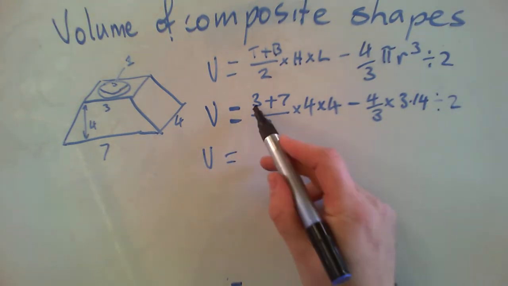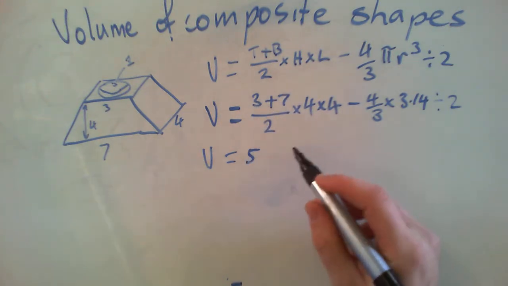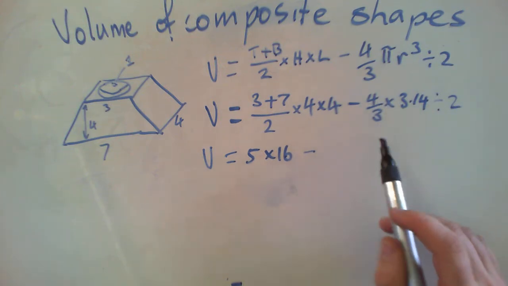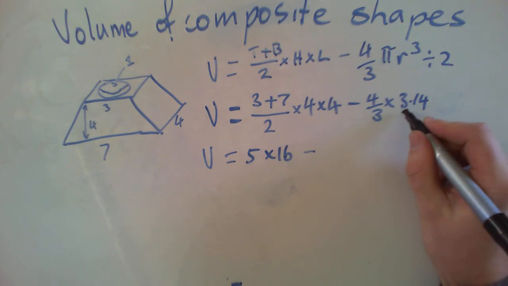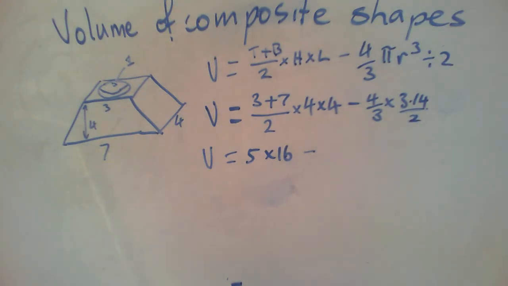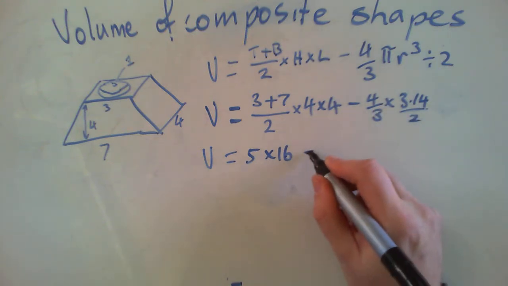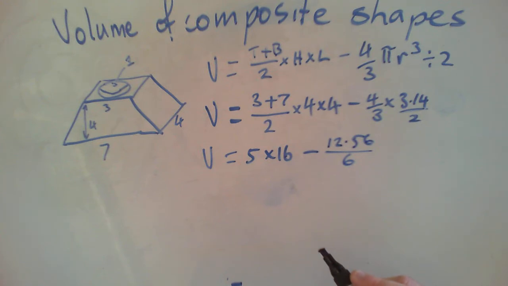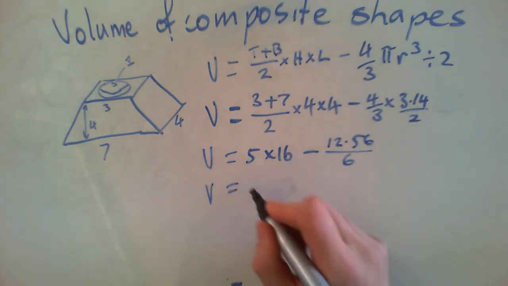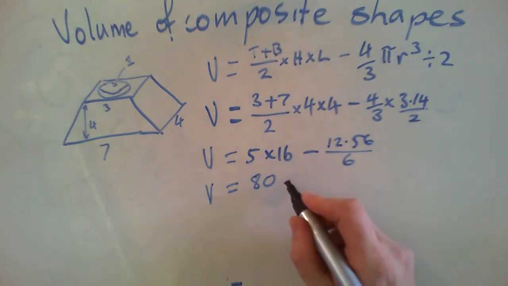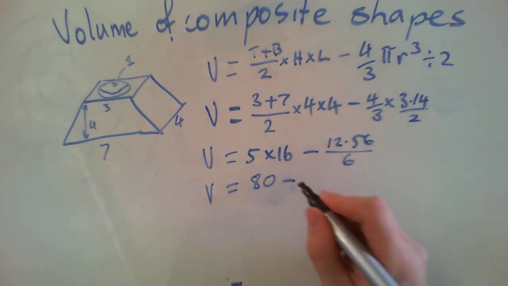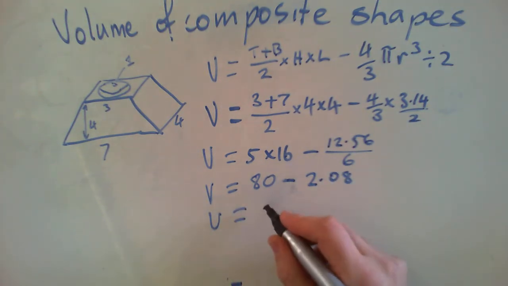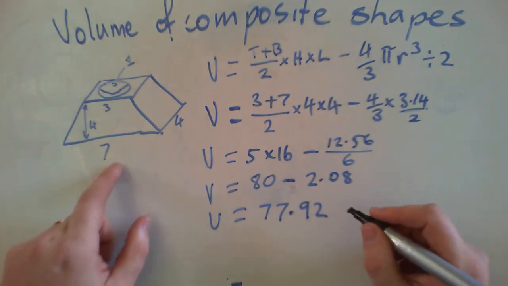So 3 plus 7 is 10, divided by 2 is 5. 4 times 4 is 16. And then we're taking away. Let me rewrite this a little bit. This is 3.14 divided by 2 as well, so we're going to have 12.56 divided by 6. So a little bit more than 3 times 4. 5 times 16 is 80. Take away 12.56 on 6. That's just a bit more than 2, really, isn't it? 2.08. So our volume is going to be 77.92. Again, let's go this time meters cubed. So let's say each of these dimensions are meters.